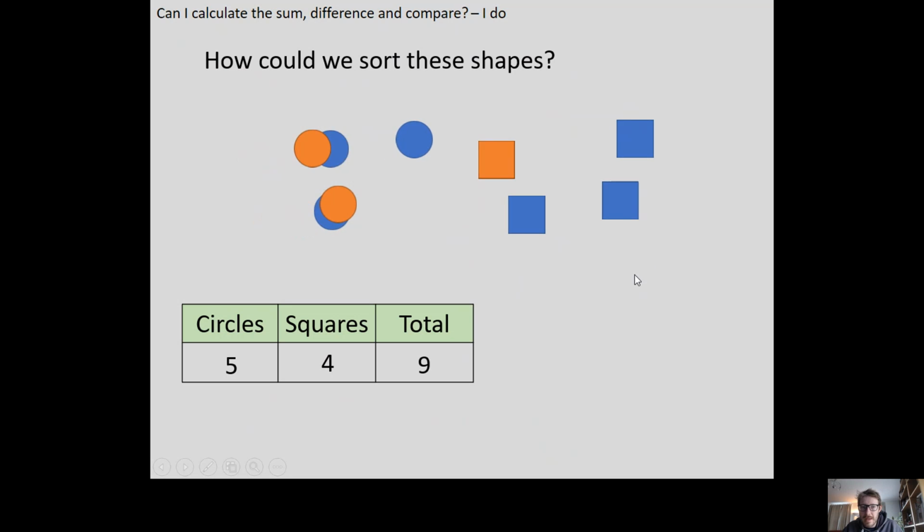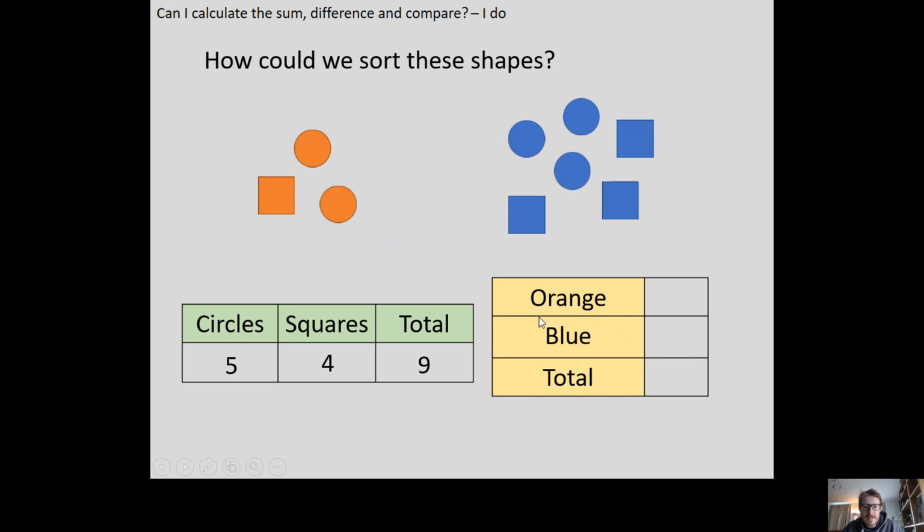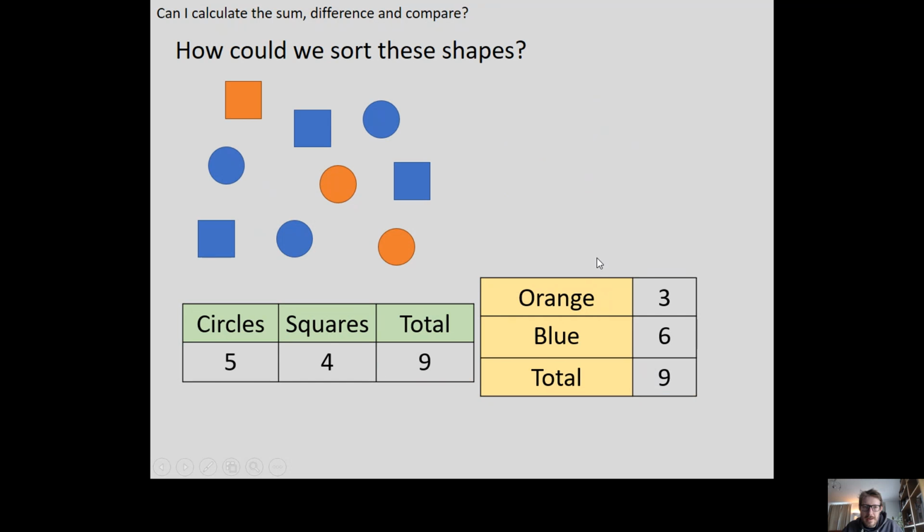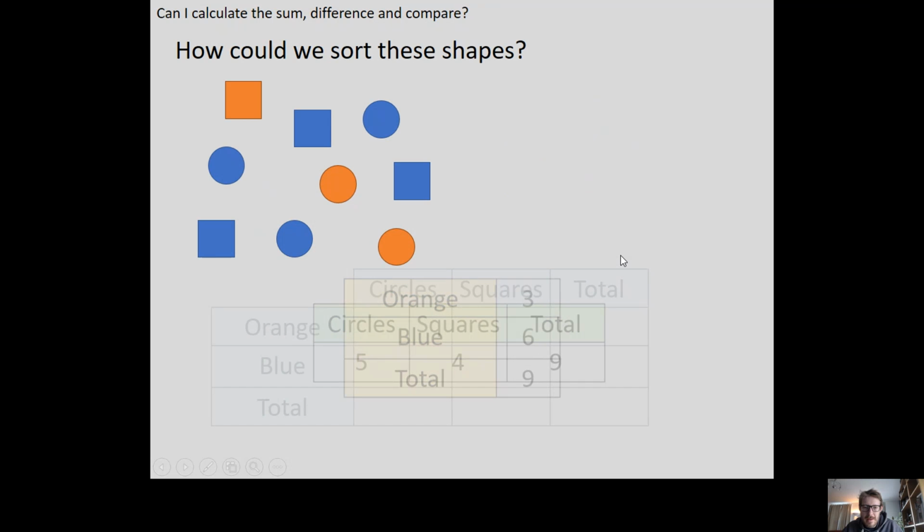You could arrange them into colours. We've got different colours. We've got 3 orange shapes and 1, 2, 3, 4, 5, 6 blue shapes. And then in total, we have 9 shapes altogether. But could we combine these two pieces of information into one table? The total is 9. We want to add them together.